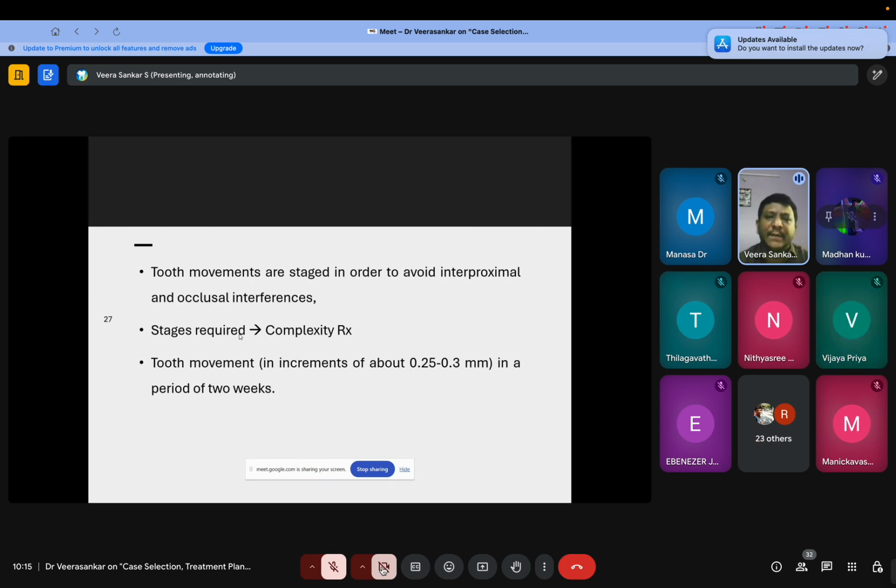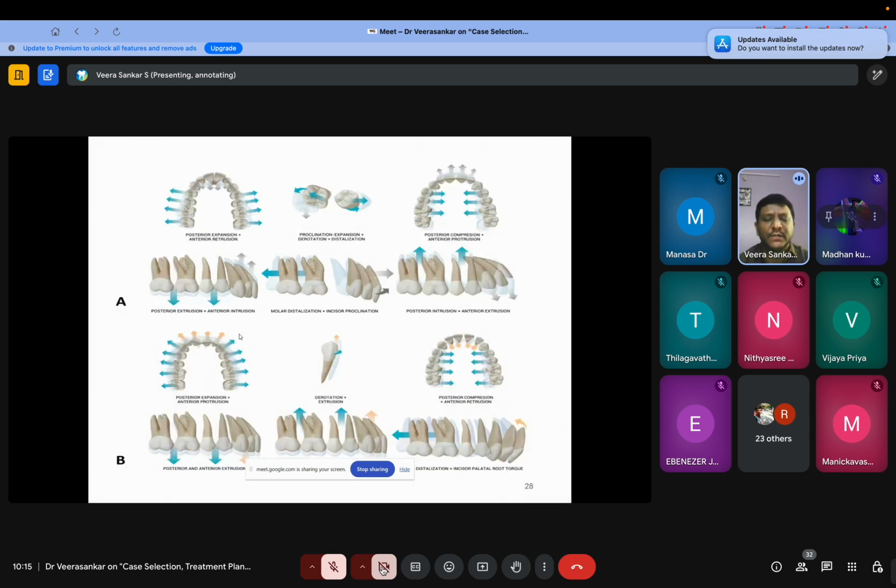Tooth movement that happens with the aligners will be about 0.2 to 0.3 mm per aligner, and the duration of each aligner will vary from 7 to 14 days, depending upon the aligner quality. So the possible tooth movements happening with the aligners are posterior expansion, anterior retraction or protraction, molar uprighting, distalization, anterior root torque expression, or a combination.